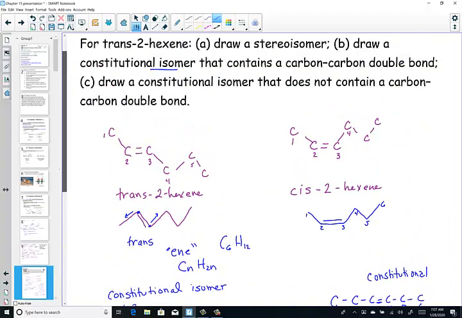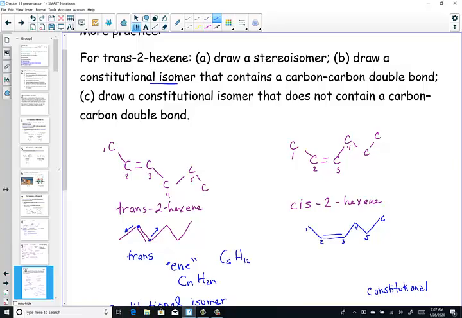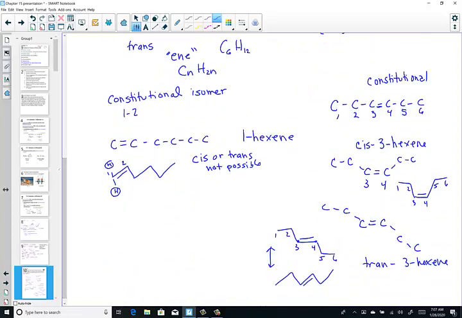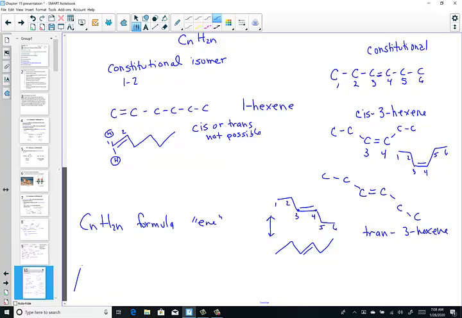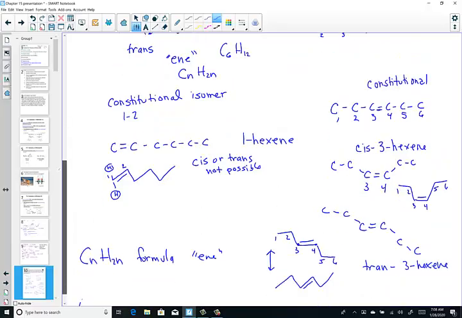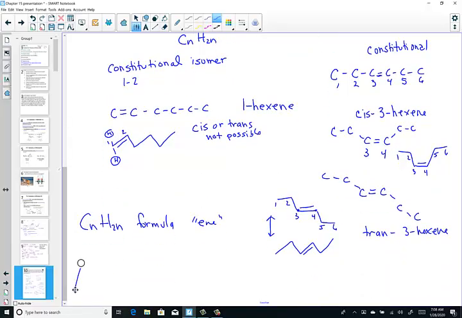It said letter C, draw a constitutional isomer that does not contain a double bond. Now that one, we really want you to think about no double bond, but we have a CnH2n formula. Right, because that's our general formula for the alkenes that contain a double bond. Do you remember what else matched that same general formula? Well, not only does the ene represent CnH2n, we remember learning that CnH2n is the general formula for a cycloalkane.